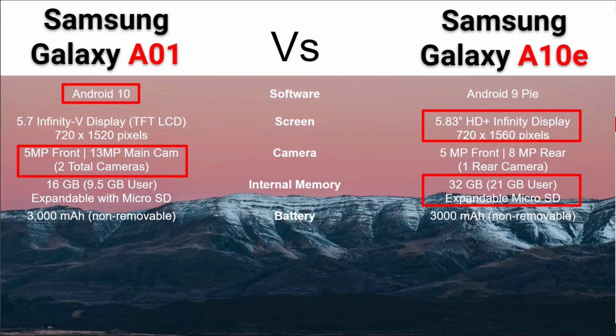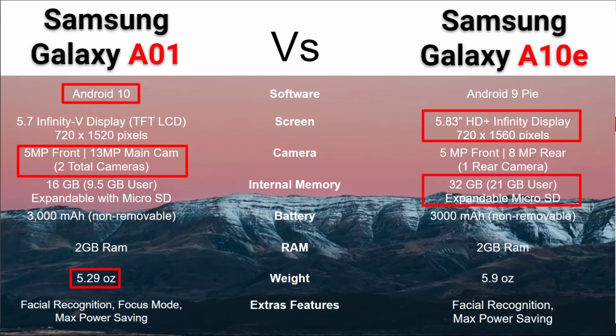Battery is going to be the same. They're both going to have a 3000 milliamp battery that is not removable. RAM is going to be the same at 2 gigs. Now when it comes to the weight, the A01 is going to be slightly lighter at 5.29 ounces. But honestly, when you hold both these phones, they really don't feel that different. But obviously, based on the numbers, the A01 slightly takes it there.